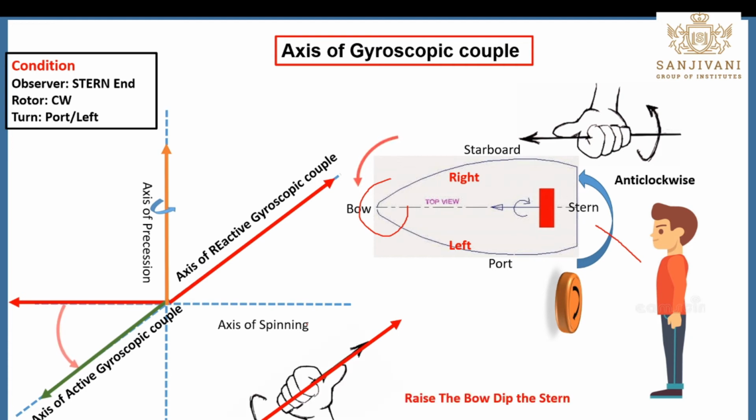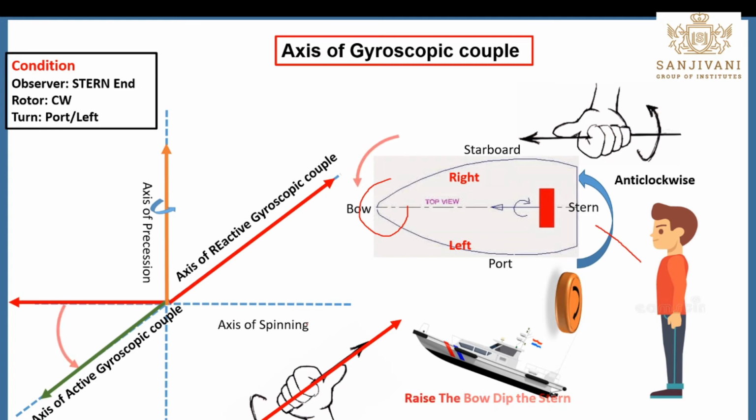That means if we consider this ship rotating in the clockwise direction, its bow will move in the upward direction and the stern will move in the downward direction. This is the ultimate gyroscopic effect acting on the ship when the rotor rotates in the clockwise direction and it is taking the turn towards the port side.